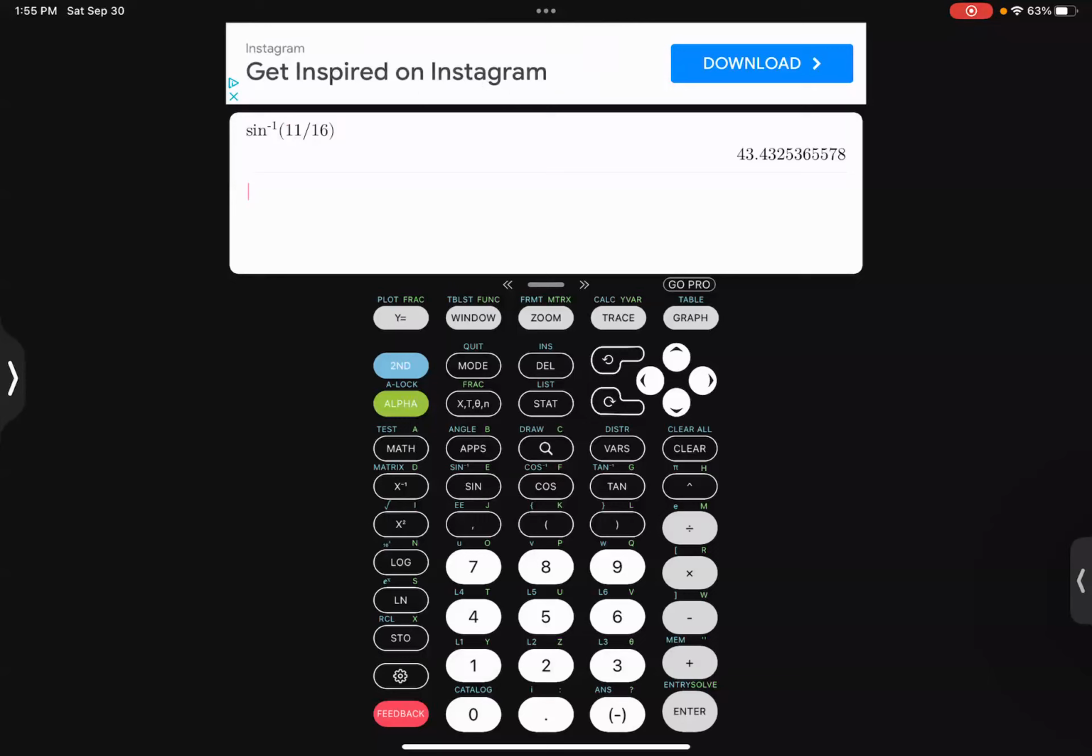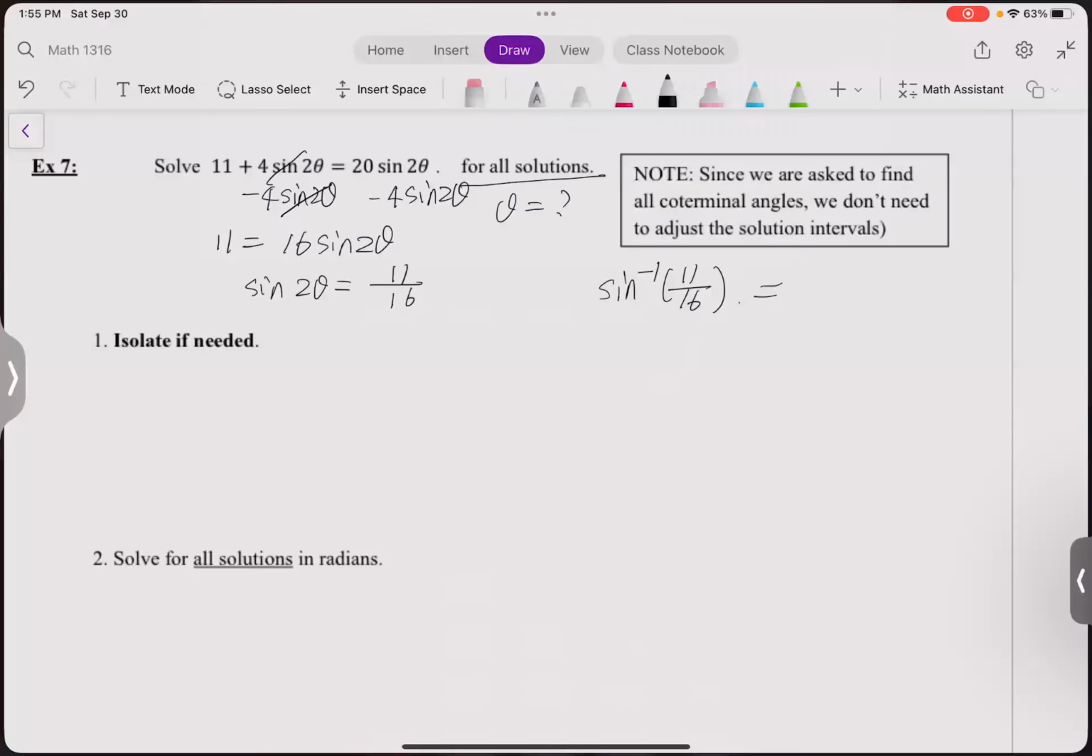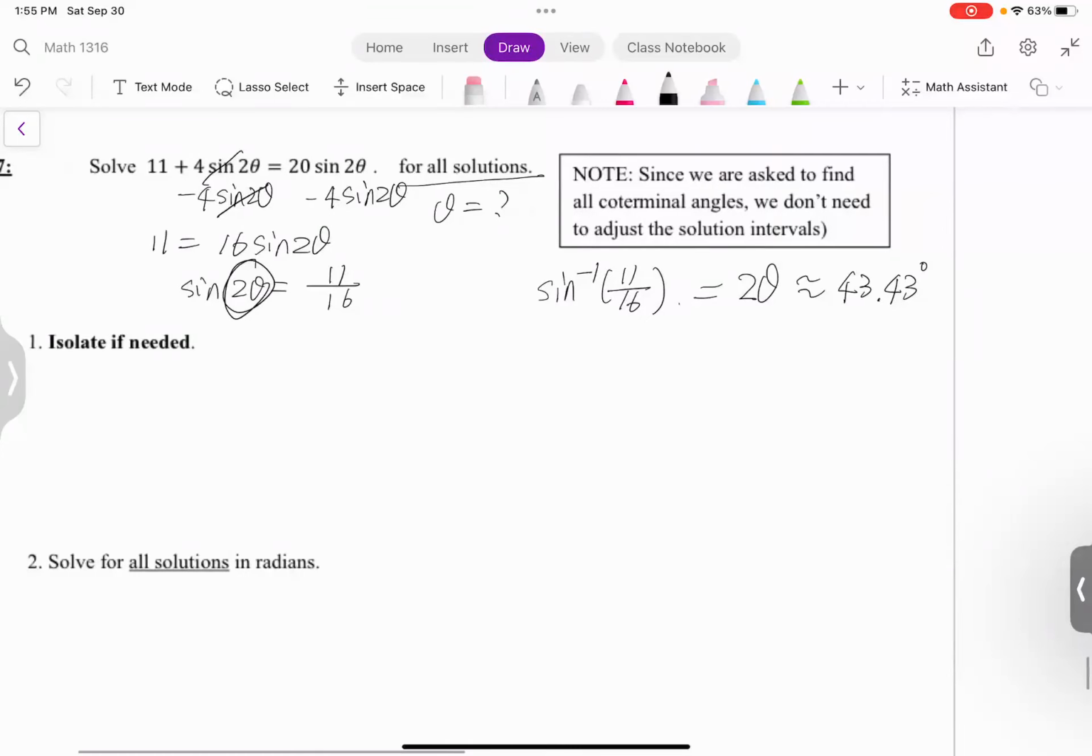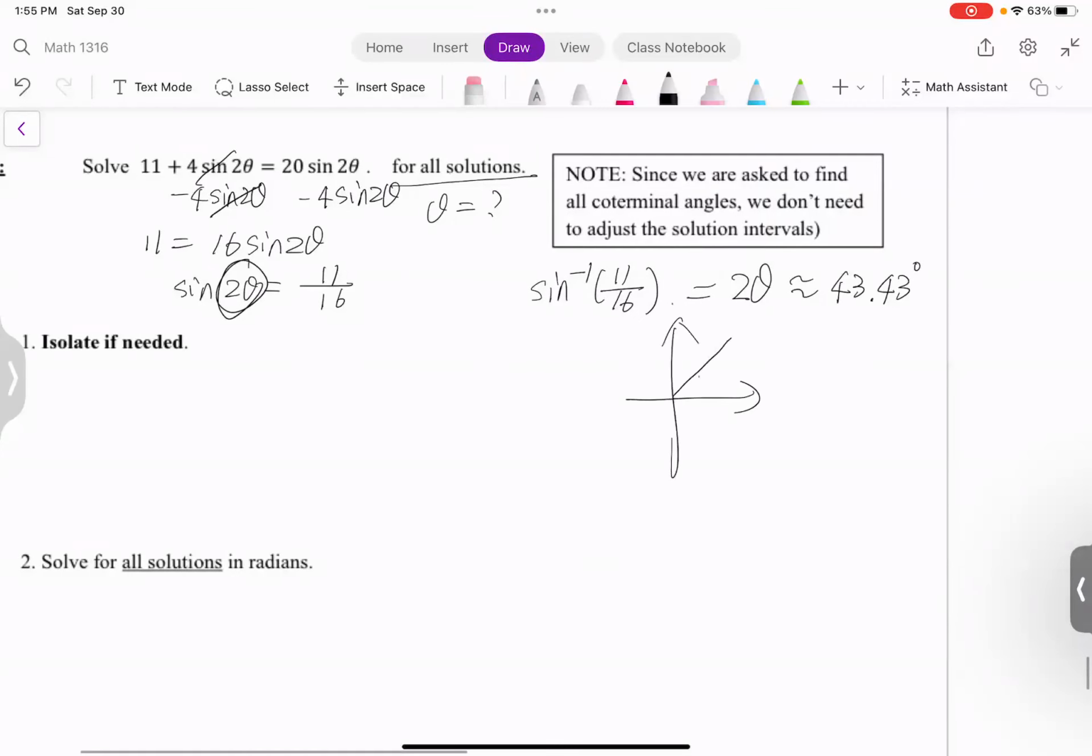So that's 43.4325 something. But if I want to keep 2 decimal places, let's say 43.43. So for example, I have solved for my 2 theta. It's about 43.43 degrees, and this is the angle my calculator gave me here.